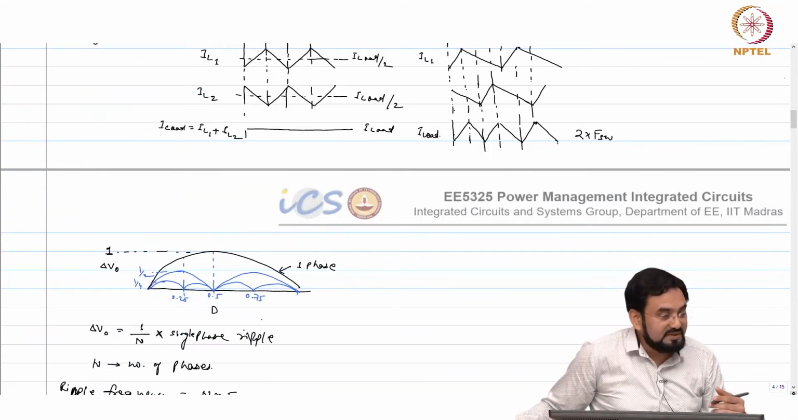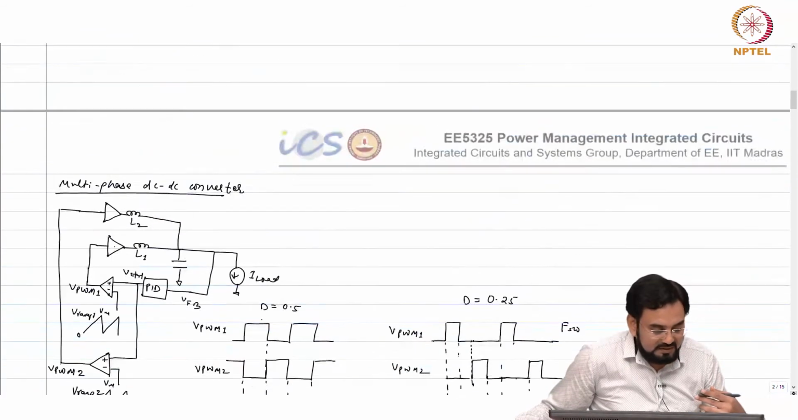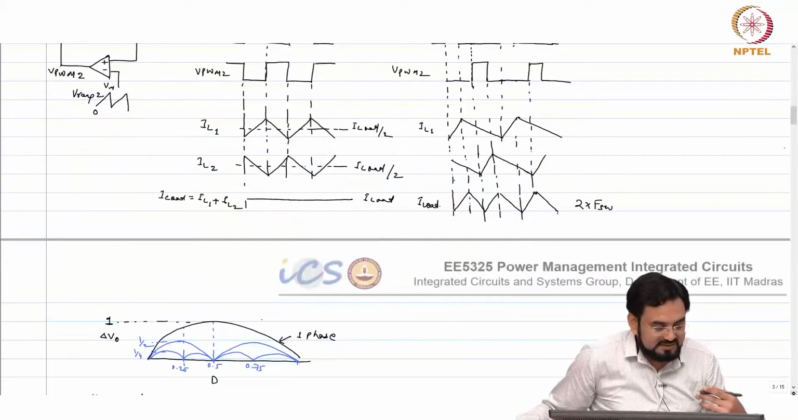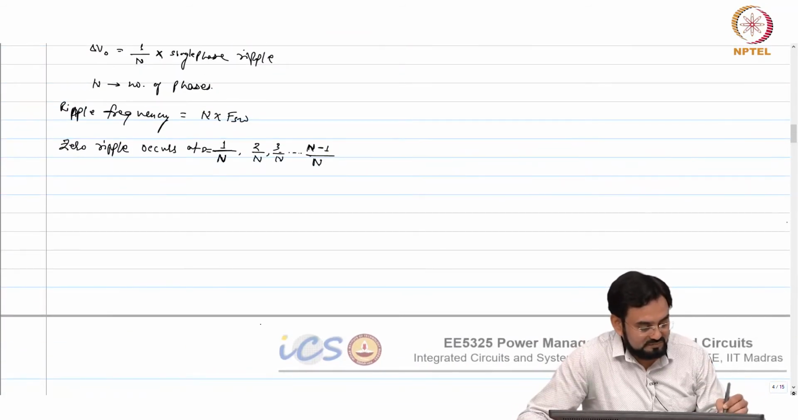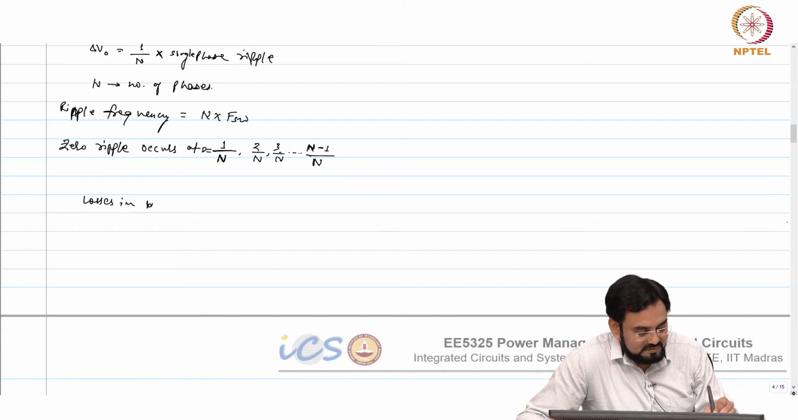So that is the advantage: one is the ripple. Now let us see the losses in multiphase.